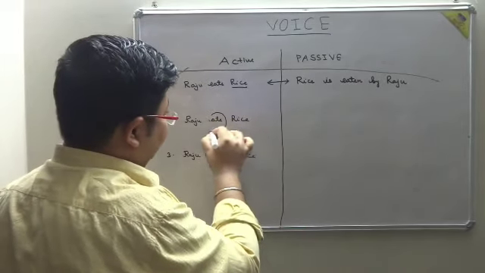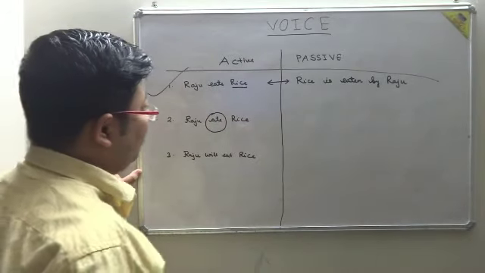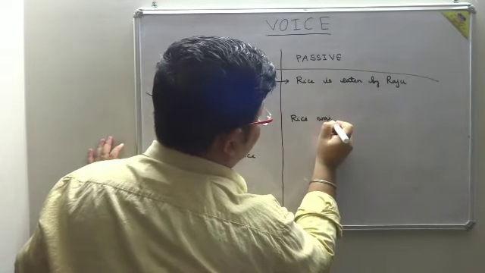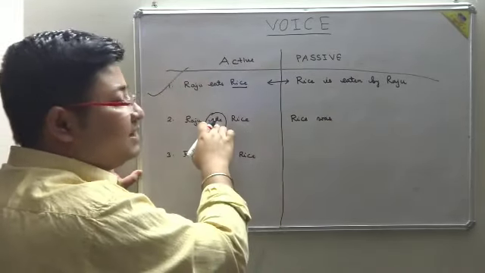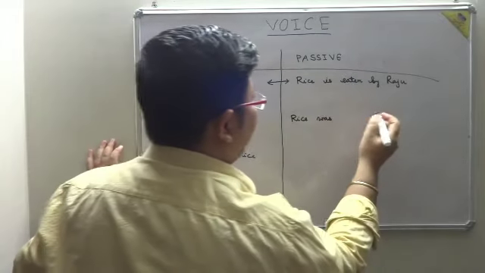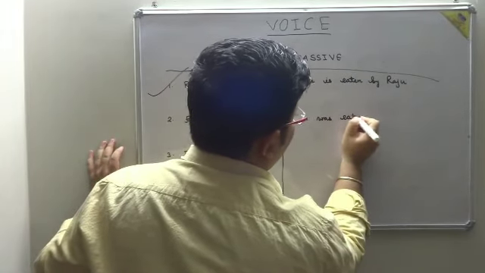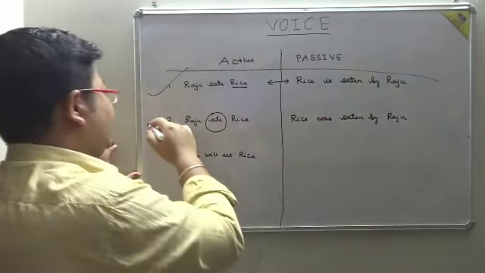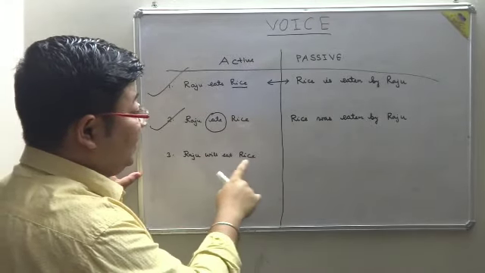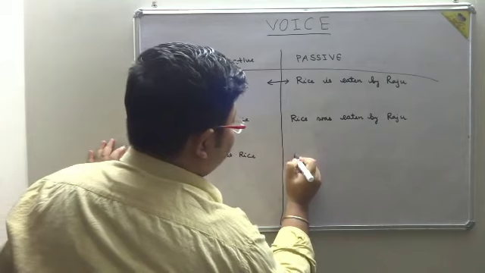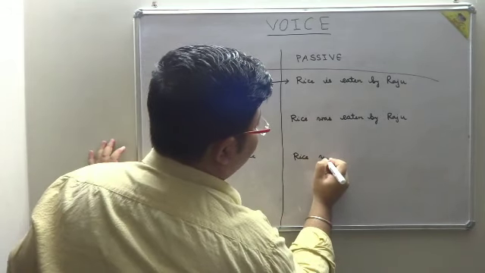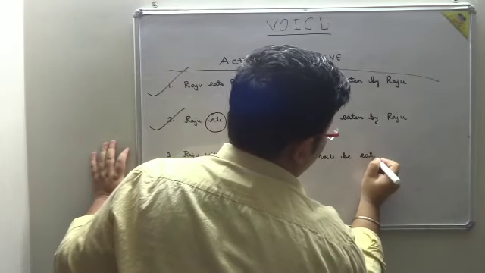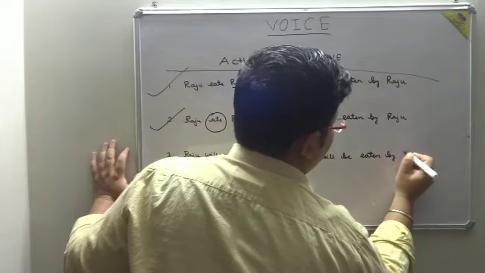Now Raju ate rice. This is the past. Okay. So rice was eaten by Raju. Instead of is, we will write was, because this is in past tense. Okay, second one is over. Third example, Raju will eat rice. Similar pattern. Rice will be eaten by Raju.